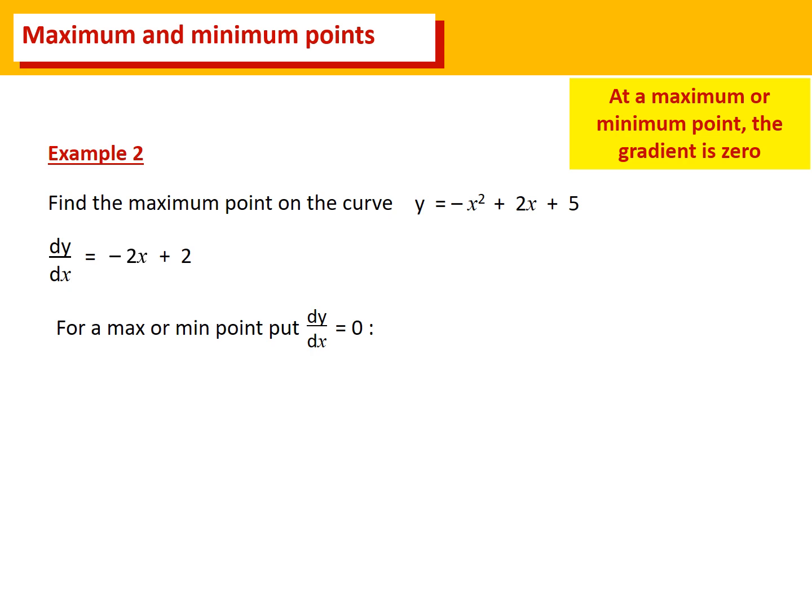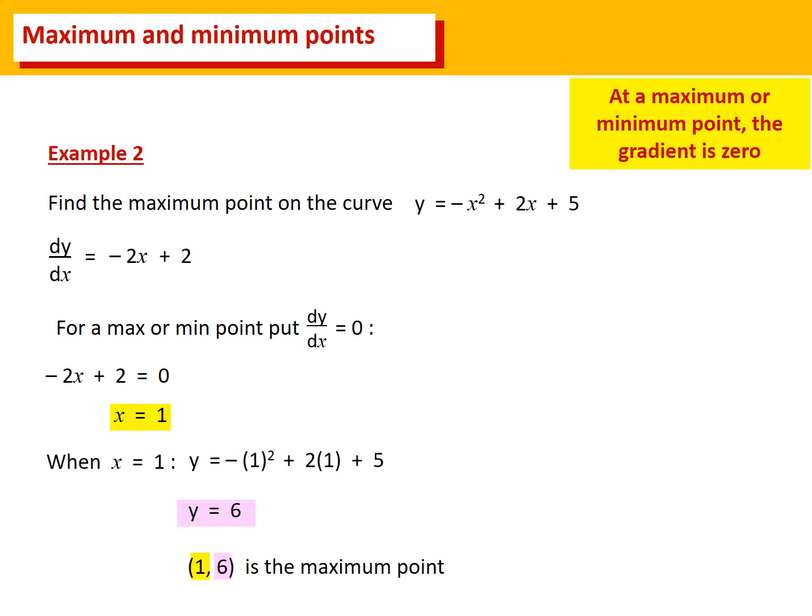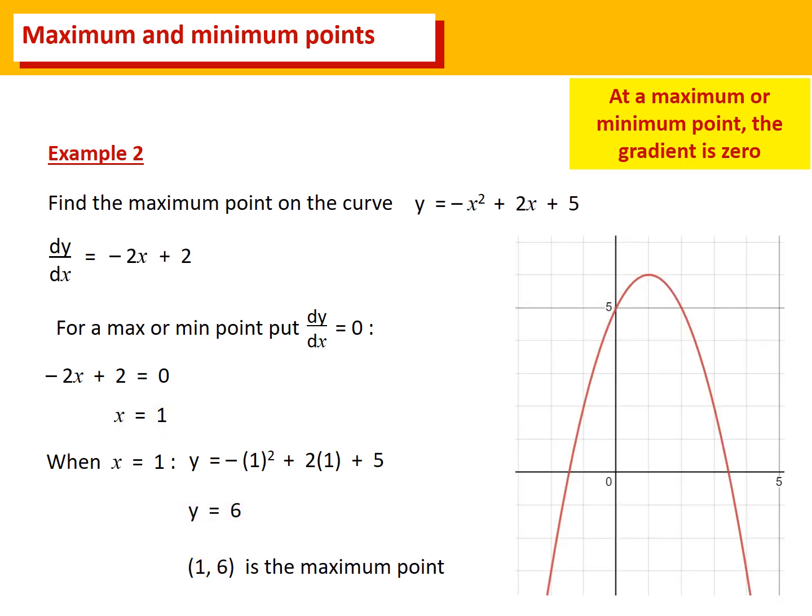We put dy by dx equal to 0 for a maximum or minimum point. In this case, it's maximum. So negative 2x plus 2 equals 0, and that gives us an x value equal to 1. When x equals 1, we substitute that back into the expression for y in order to find the corresponding y value, and we get a y value of 6. So 1, 6, according to our calculation, is the maximum point, and in actual fact, that's the curve there. And as you can see, that is the point 1, 6, which is where the curve turns.